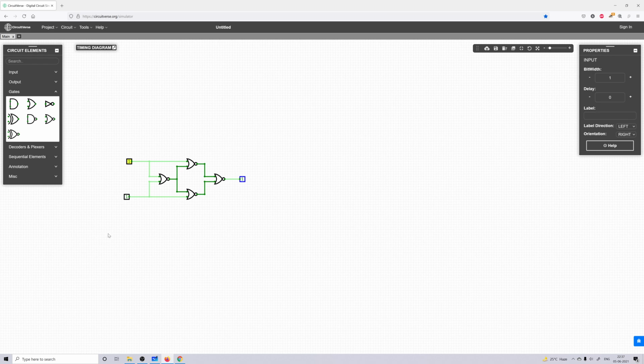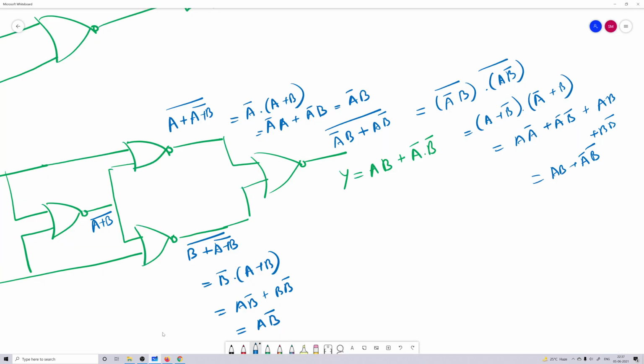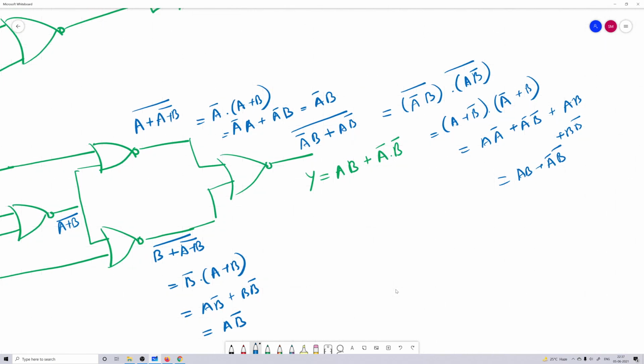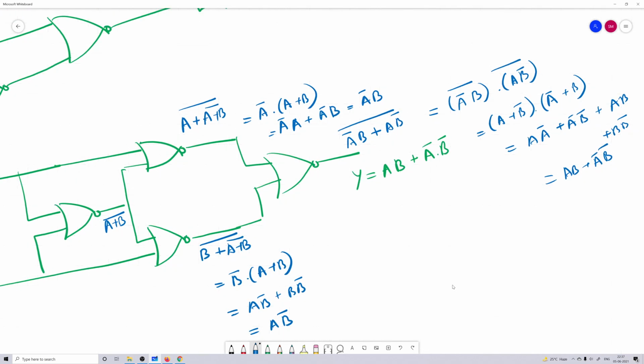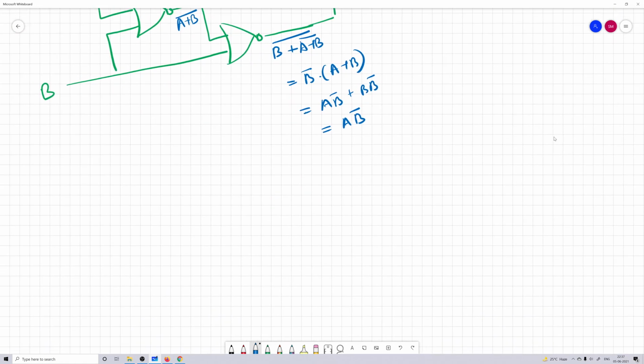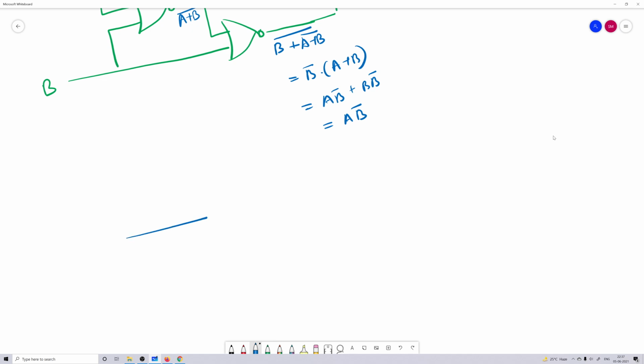The final gate which is remaining is the XOR gate, which is simply the complement of XNOR, because at this point we have got the complement of XOR. Okay, so all we need to do is to put a final inverter as shown here.